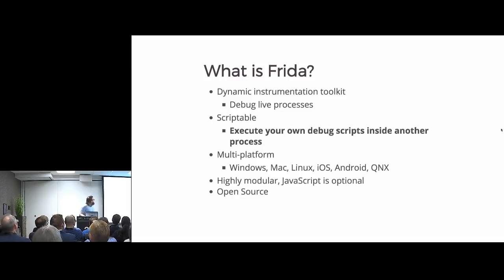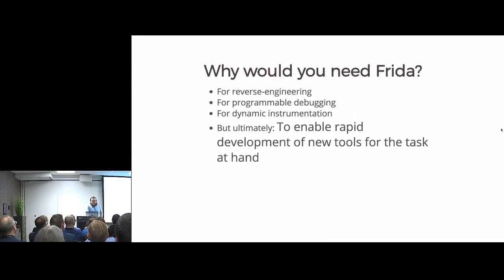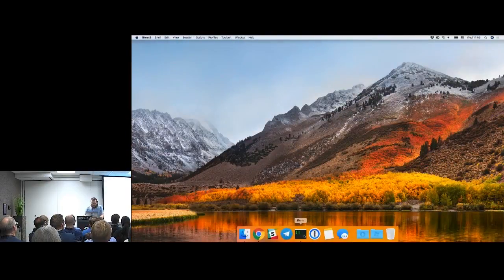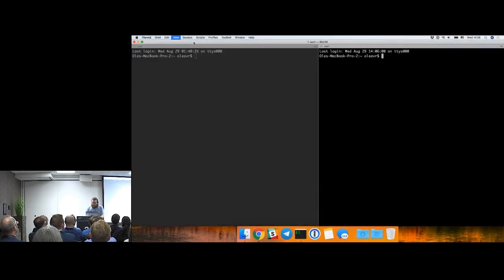And that's continuously expanding. QNX was not done by me, for example, and the MIPS support was not either. So basically, you would use Frida for reverse engineering, programmable debugging, and so on. But the key here is that it should allow for rapid development of new tools with a short feedback loop. So I think we've talked enough. We should actually show it. To do that, we're just going to create a really tiny dummy hello world application.